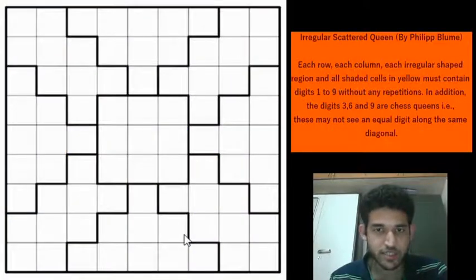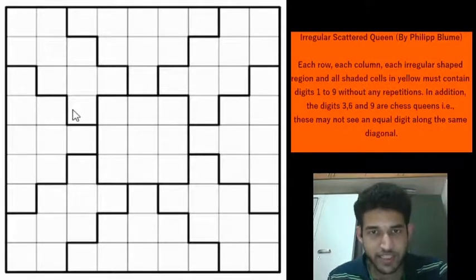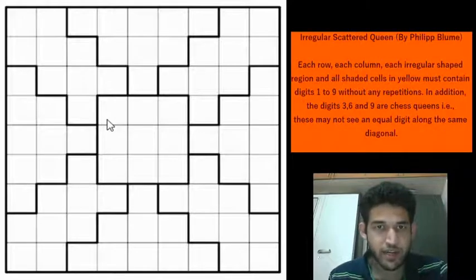So let us look at this grid. This is an irregular shaped grid where digits must not repeat in rows, columns and each irregular shaped region. As you can see, there are 9 irregular shaped regions and each of these regions must contain digits 1 to 9. So let us, for example, draw an imaginary line between columns 3 and 4. I will explain why we are drawing a line between columns 3 and 4.